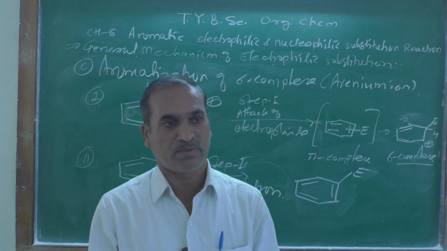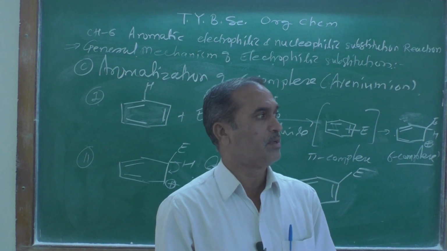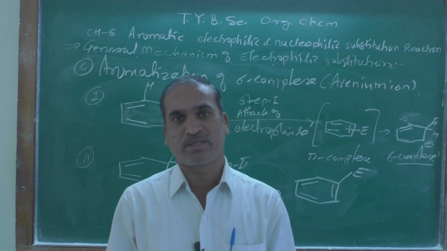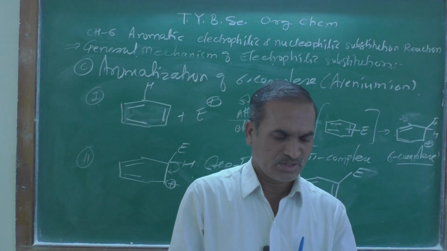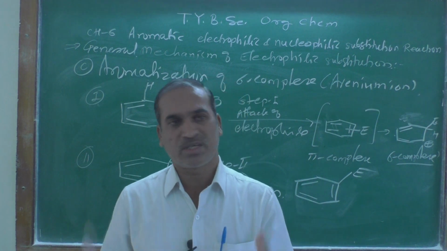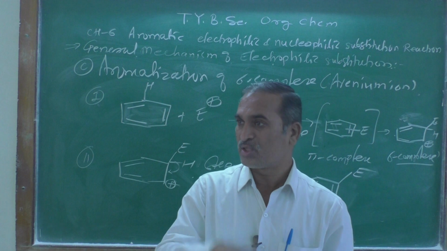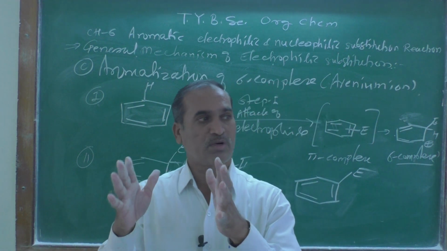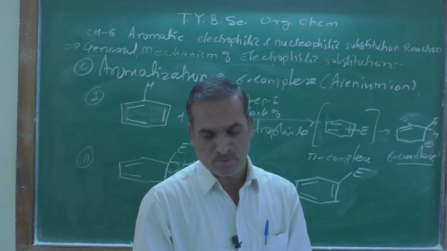Number one is the formation of the pi complex, how the pi complex is formed. Number two is the formation of the sigma complex, and number three is the aromatization of the sigma complex, which means the arenium ion. What is the arenium ion? That also you have to remember. The arenium ion is nothing but a carbonium ion, an aromatic carbocation.